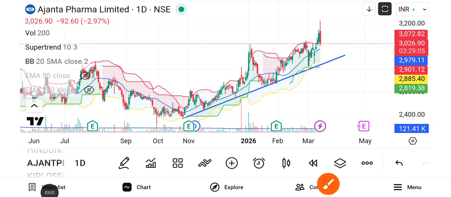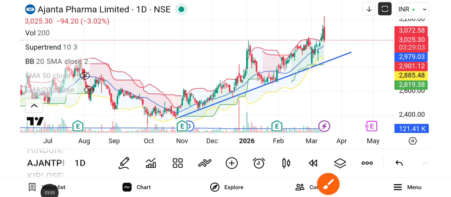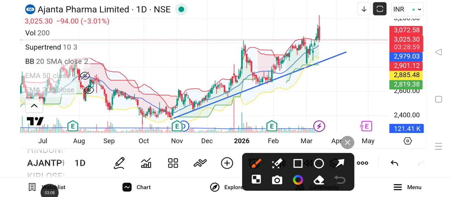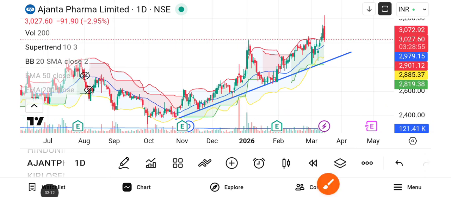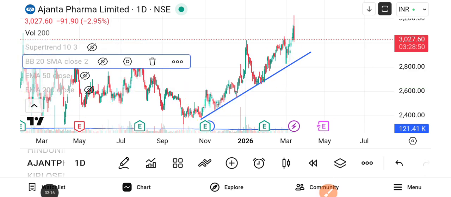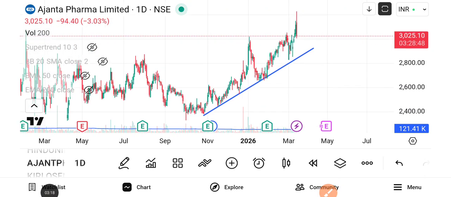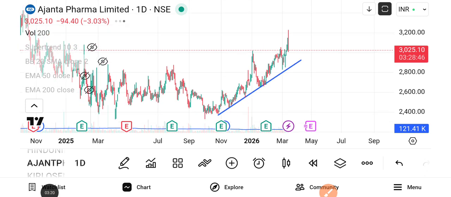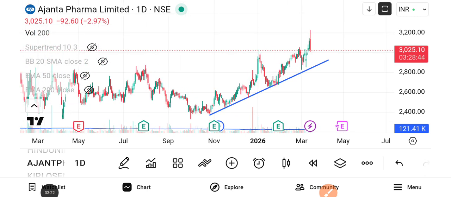If the geopolitical situation worsens, then anything can happen in the market. It may be that it can go to this swing low also. So these are a few positives for the stock. The stock is trading above the 20-day SMA. The stock's super trend is positive. And the stock is above the 50-day SMA also.